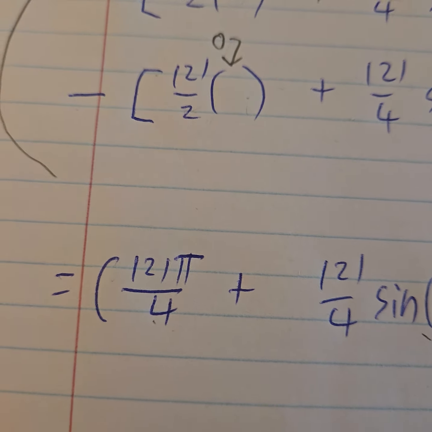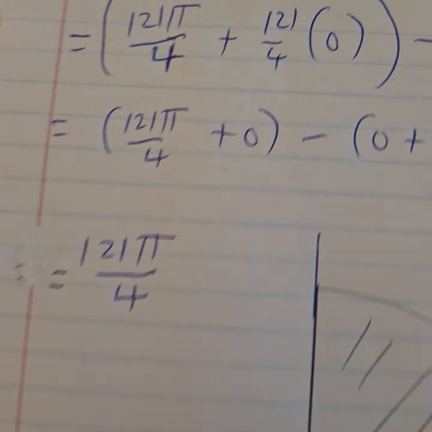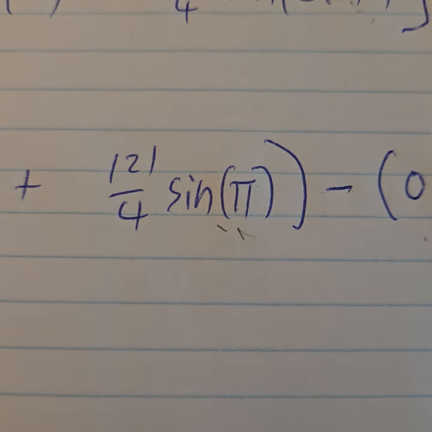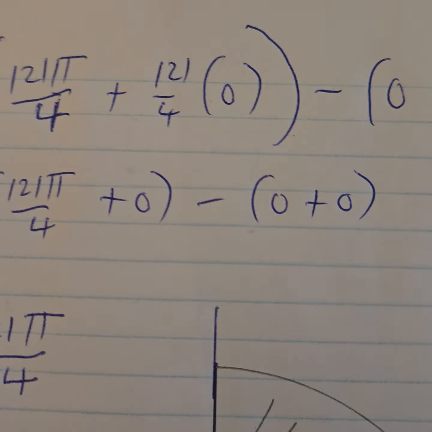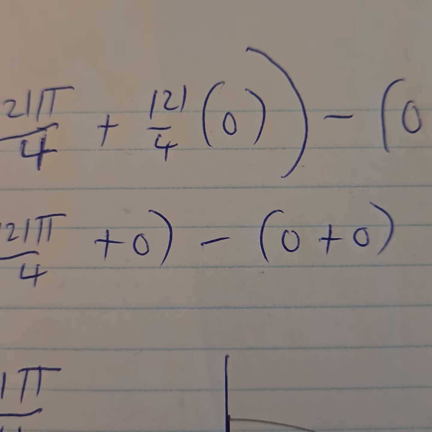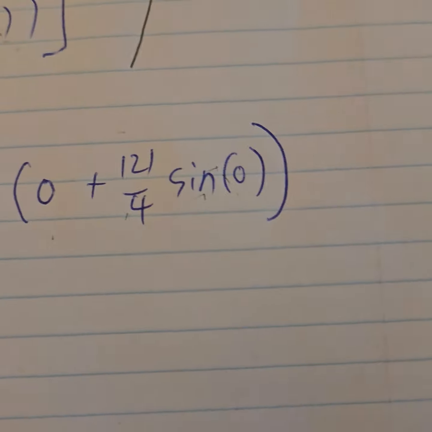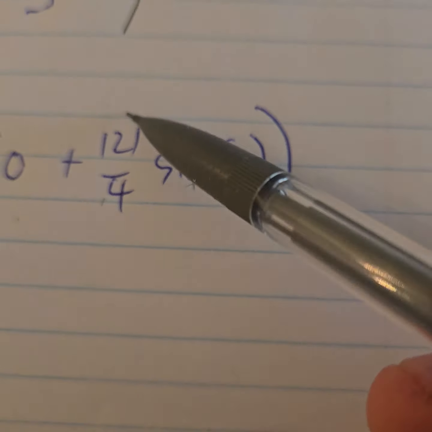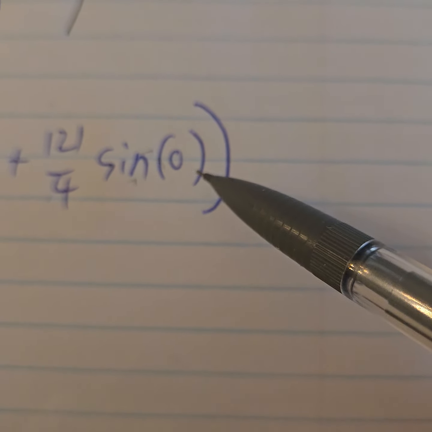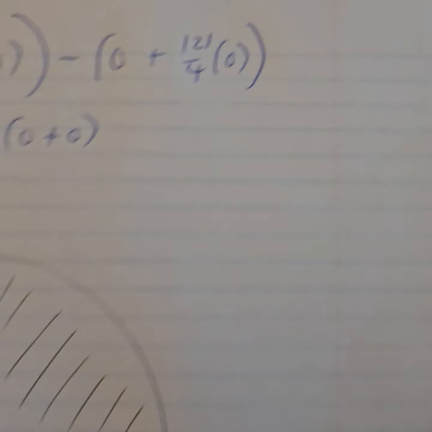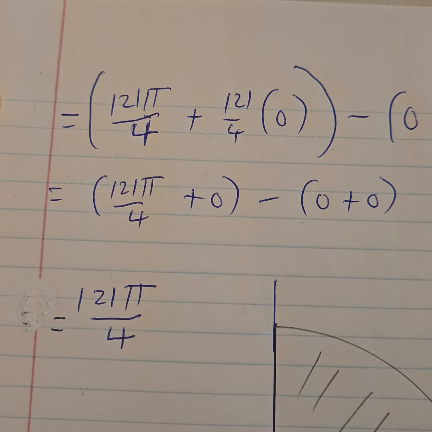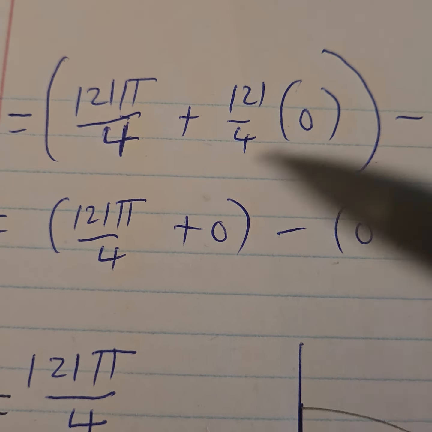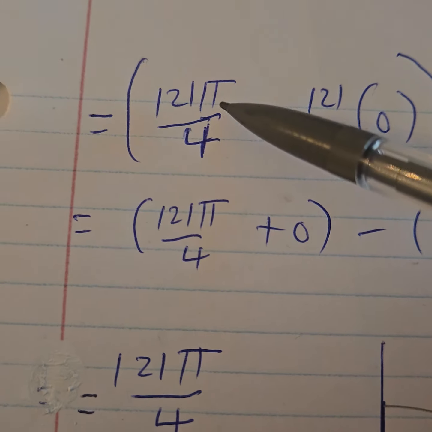So we've got 121 pi over 4. I rewrote there. 121 over 4 times sin of pi is 121 over 4 times 0, which I rewrote as 0. And I just agreed that 121 over 4 times sin of 0 is 0. There's 121 over 4 times 0. Okay, next up. Now we're simplifying.